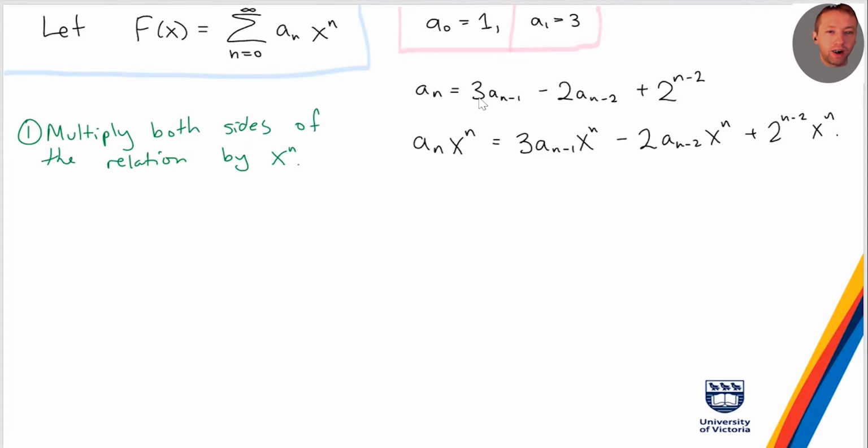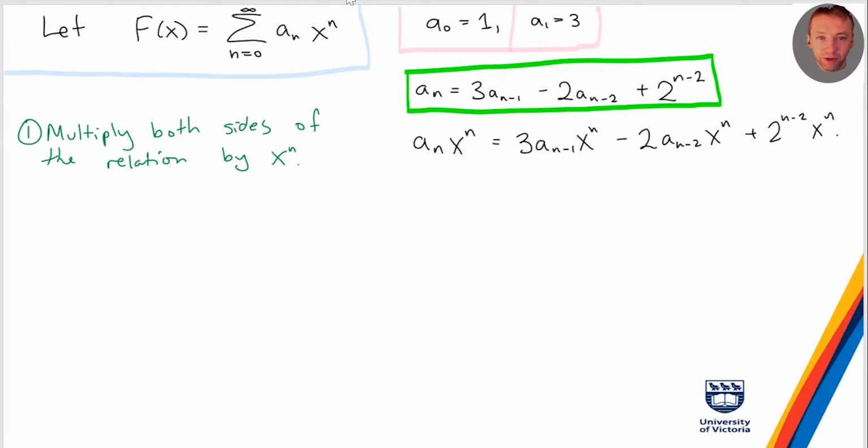All I'm going to do is start by writing down my recurrence. This is the original recurrence, which holds for all n at least 2. Now I want to multiply both sides by x to the n, because I'm trying to make it look like my f of x. And in f of x, I have an times x to the n. So I'm going to start by multiplying everything by x to the n.